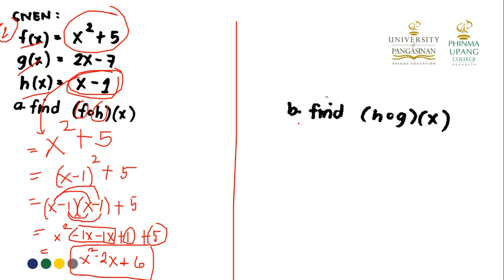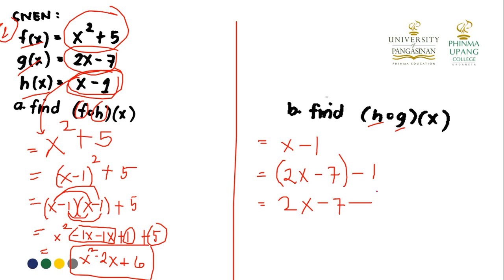Next. How about in letter B? Ang una na nasulat dito is h. So, sulat natin x minus 1. Sumunod, yung g, which is 2x minus 7, is equal to 2x minus 7 minus 1. Okay, so dito, hindi na natin siya kailangan i-distribute, no? Kasi nandito siya sa unahan. So, 2x minus 7 minus 1. Yan yung kanyang format. So, yung answer natin dito is 2x minus 8. Gets po?